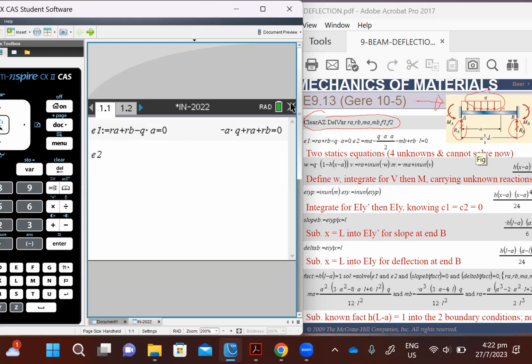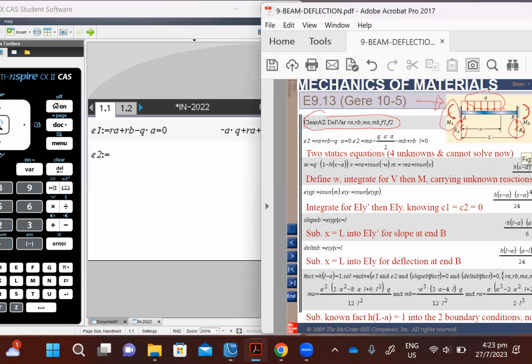E2, my second static equation, is a moment equation. So I have to assume some directions for my reaction moment. I'm going to assume that this MA is anticlockwise, while this M sub B, the reaction moment due to the right-hand wall on the beam, is clockwise. And I'm going to assume one direction to be positive for the moment equation. So what I'm doing is a summation of moment equals 0. And I'm going to assume anticlockwise positive.